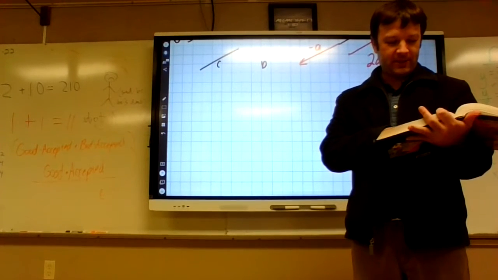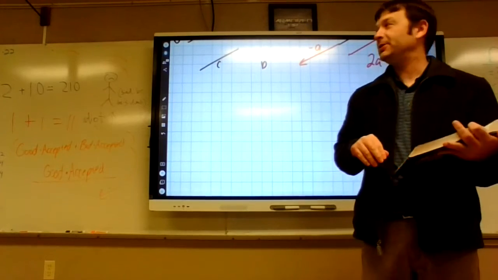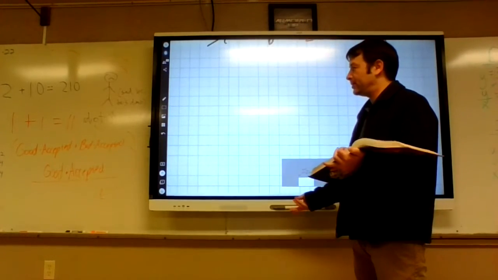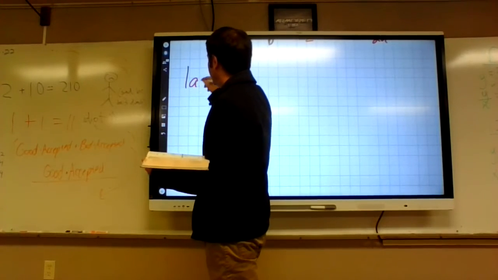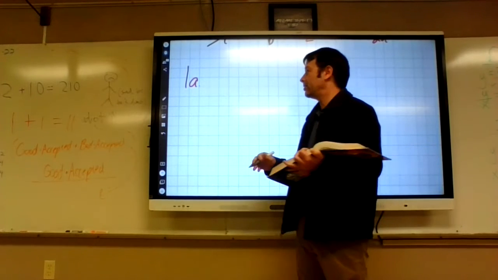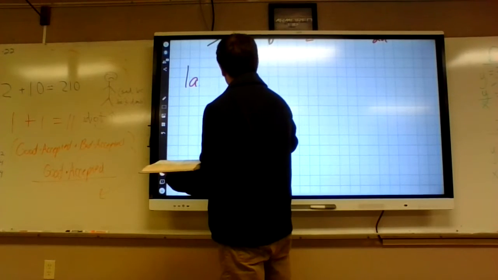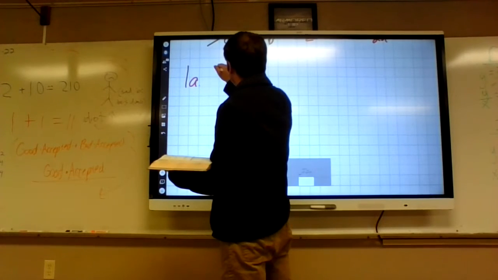Sketch an arrow representing a velocity of 100 miles an hour to the northwest. You don't really need graph paper for this, but later on we will, so you might go ahead and put this on graph paper. Okay, guess which direction I'm going to draw my arrow. To the northwest, so up and to the left into quadrant 2.